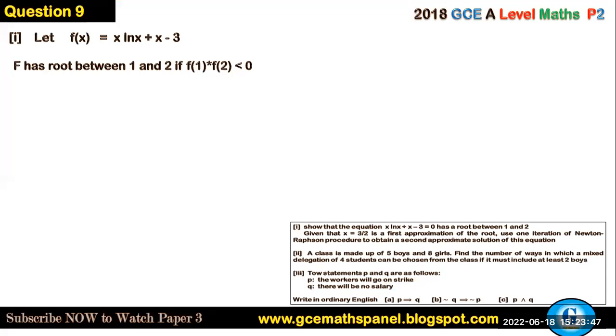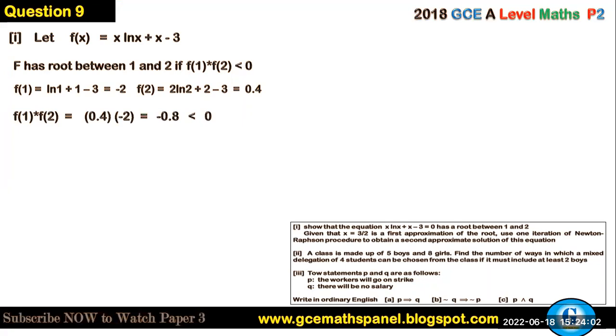Let's tackle this first question. Show that the equation x ln x + x - 3 = 0 has a root in the interval 1 and 2. An equation or a function has a root in the interval a and b if f of a times f of b is a negative number, or if the signs of f of a and f of b alternate. So we look for f of 1, which is given as negative 2, and f of 2 is 0.4. One is positive and one is negative, right? So from here, we know that there is a root somewhere in this interval, because f of 1 times f of 2 is a negative number.